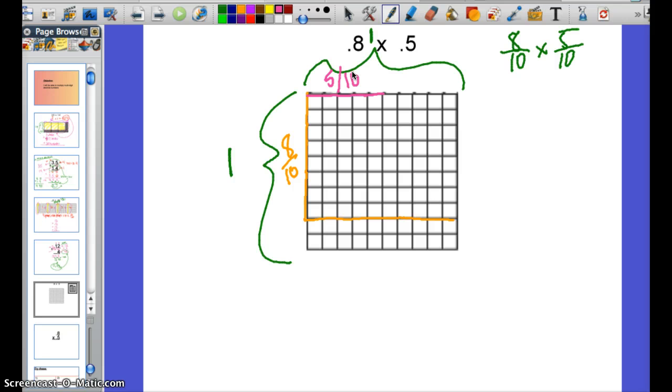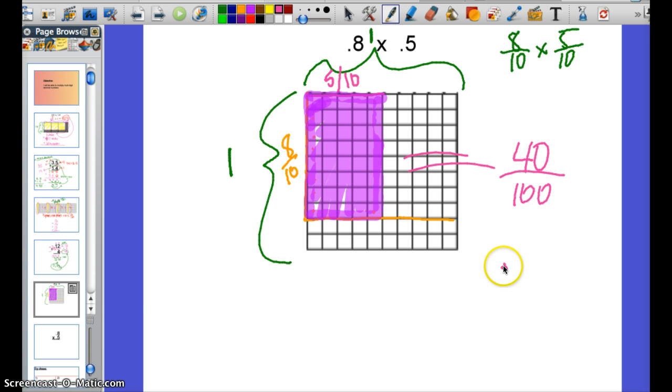Now let's think about the rectangle that's formed by going 5 tenths across and 8 tenths down. So let's complete this model. So there is our array that shows 5 tenths by 8 tenths. And let's see what our answer would be. How many hundredths are shaded? 1, 2, 3, 4, 5, 6, 7, 8 by 1, 2, 3, 4, 5. So that means there's 40 hundredths shaded.